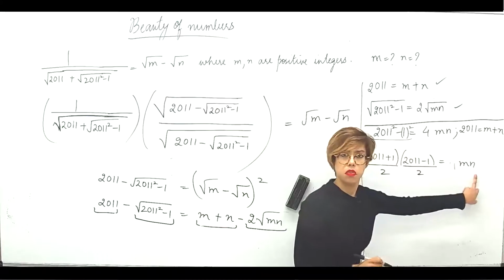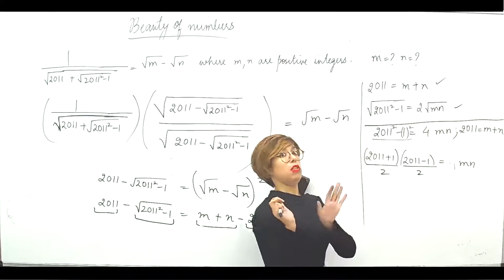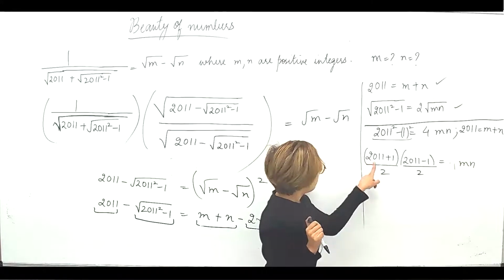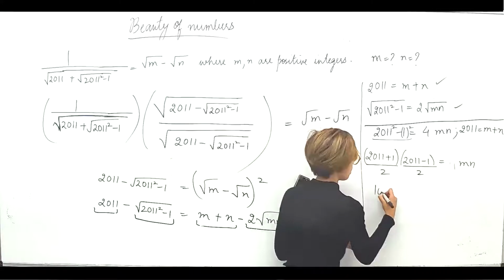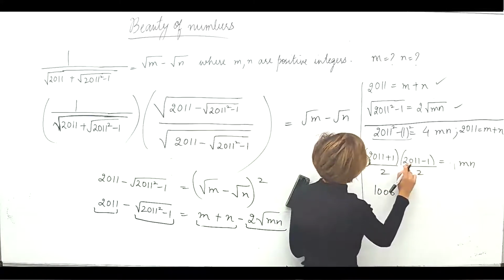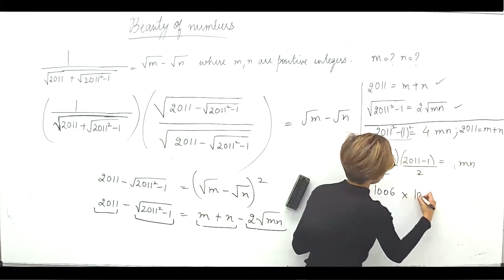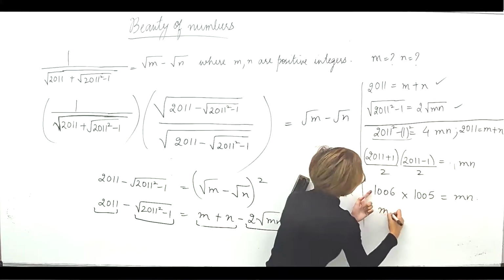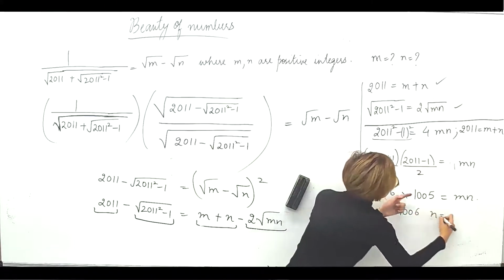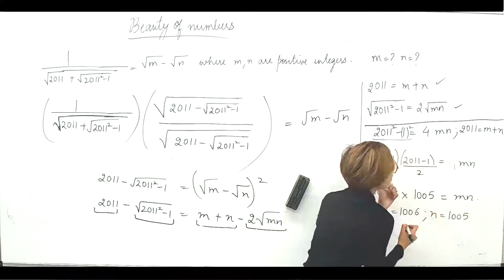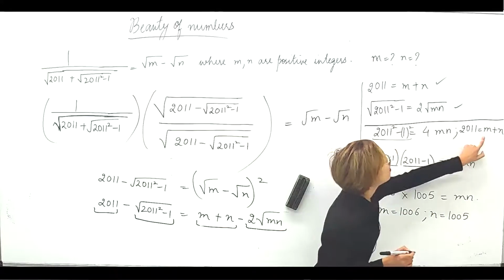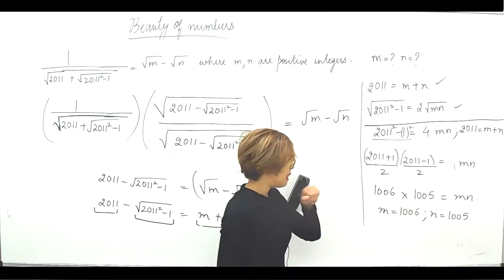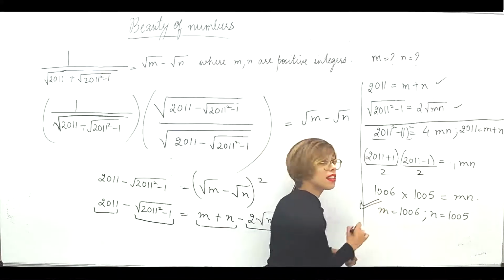2 factors. Check करें. पॉसिबल है भी या नहीं. अब 2011 प्लस 1 by 2 कितना होता है? अब ये है 2012 by 2, that is 1006. This is 2010 by 2, which is 1005, is equal to n. अगर सपोज मैं m को ले लेती हूँ 1006 and n को ले लेती हूँ 1005, जरा चेक करना दूसरी इक्वेशन सेटिस्फाई हो रही है या नहीं. हाँ, 2011 is equal to m plus n. ऐड करना जरा m plus n. Oh, 2011. That means this is the solution.